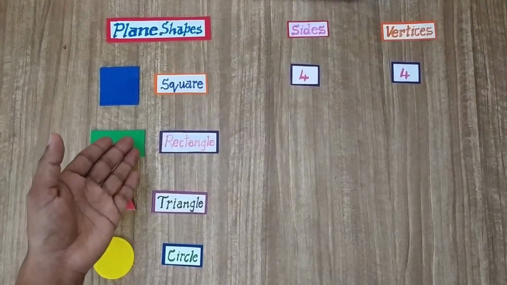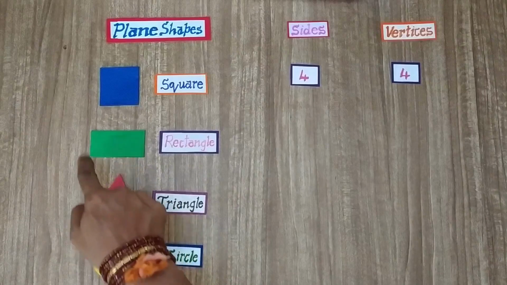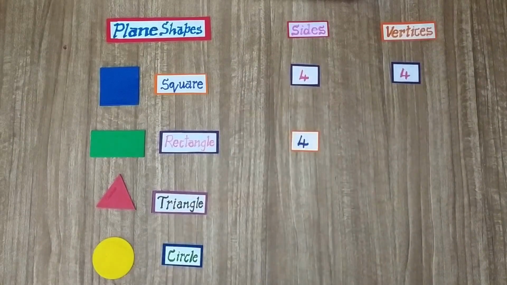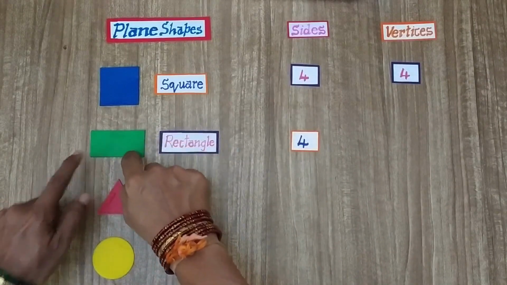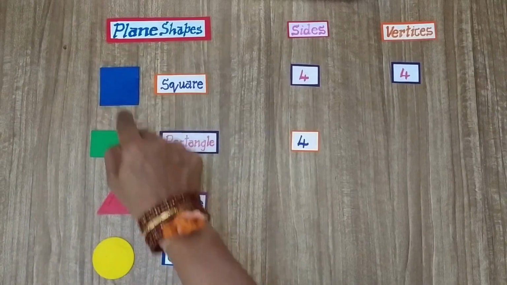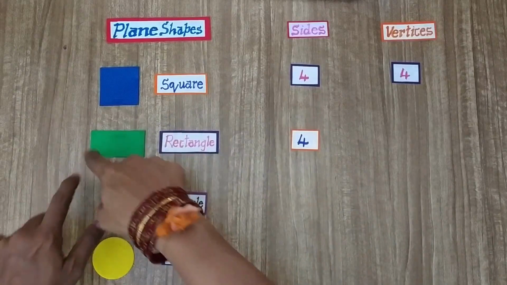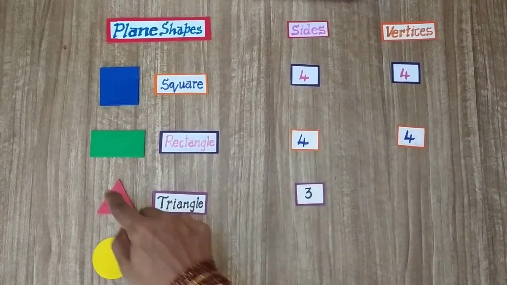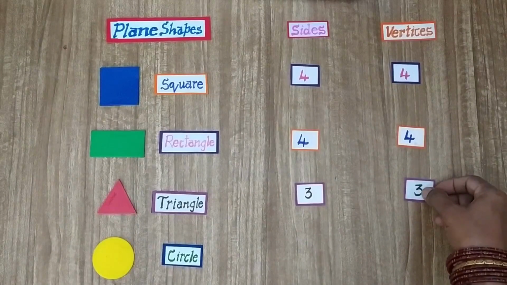Next, we'll move on to rectangle. Like square, rectangle also has 4 sides. But the only difference is, you can see here, opposite sides. Only in the square, all the sides are equal. Opposite sides are equal here. And it also has 4 vertices. Triangle has 3 sides and also 3 vertices.